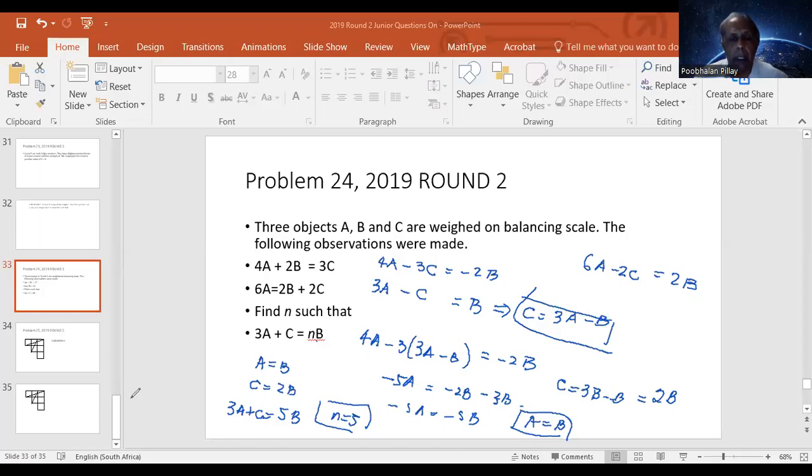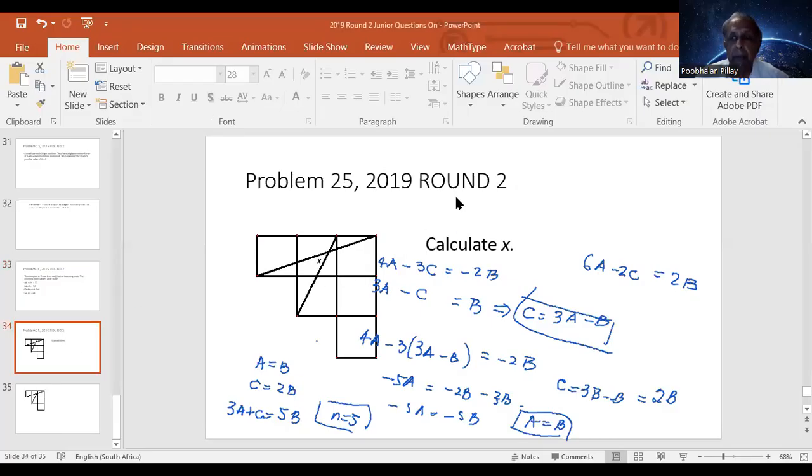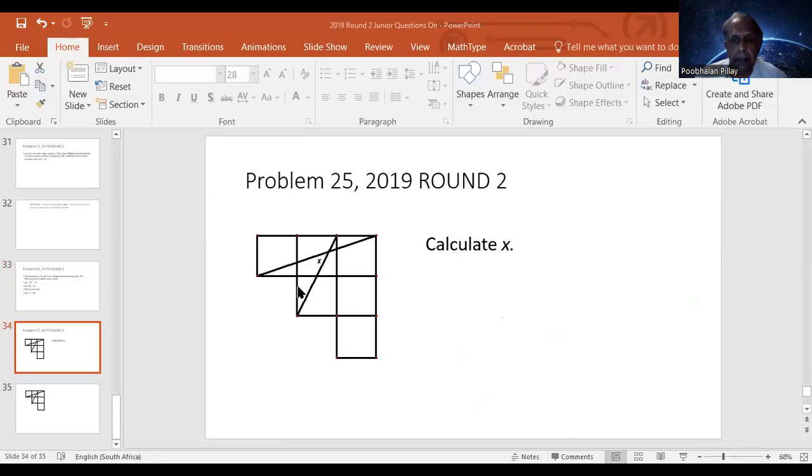Okay, so we're going to go to the last one. We're going to problem 25 now. Okay. So problem 25 is, you got a diagram here, and you got some lines drawn, and you're asked to calculate x. Okay, now this is the last problem in this Olympiad paper, and you can expect it to be quite a challenging problem.